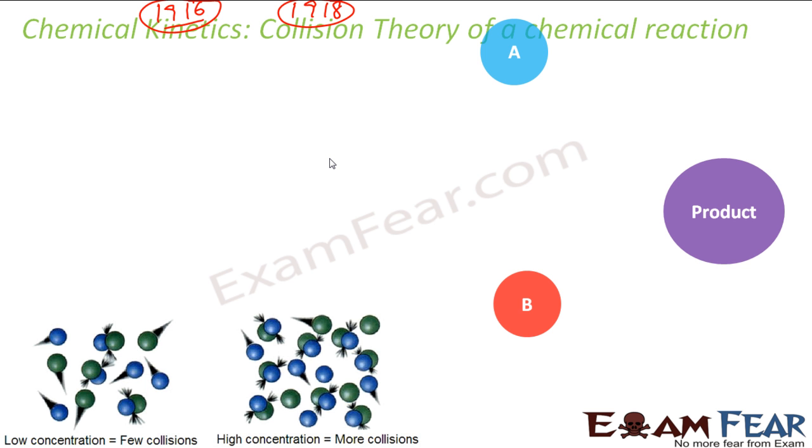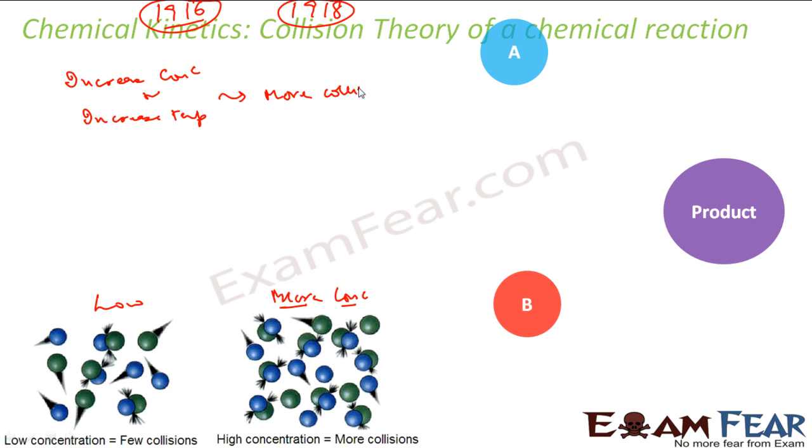They are saying that not every collision leads to a chemical reaction, only a fraction of these collisions lead to a chemical reaction, and these collisions that lead to chemical reaction are called successful collisions. Correct? So here we have low concentration, here we have more concentration. So you increase the concentration, or you increase the temperature also, you have more collisions, and more collisions mean more successful collisions, right? So you increase concentration or you increase temperature. In both cases, this implies more collisions. More collisions imply more successful collisions.